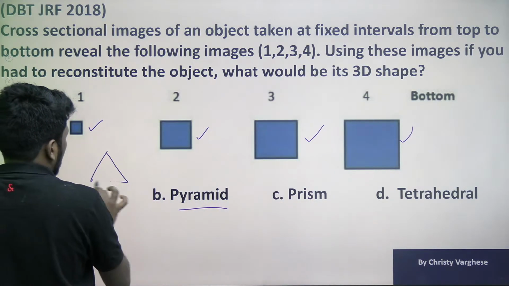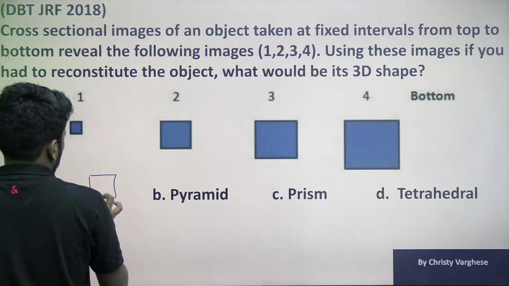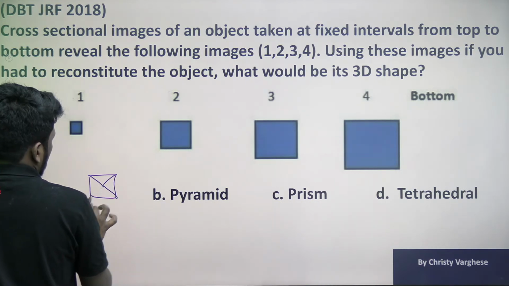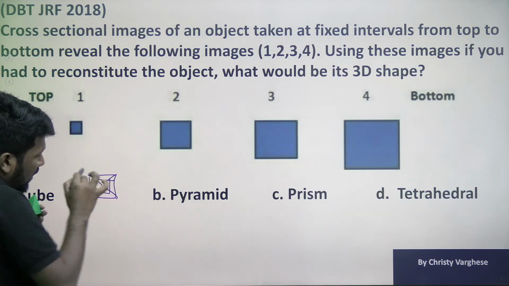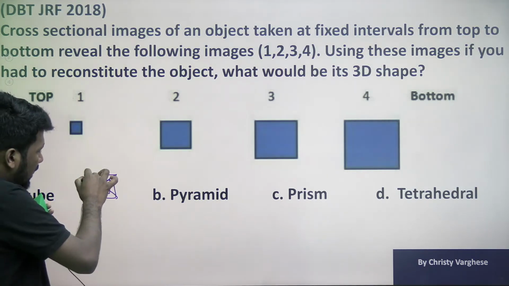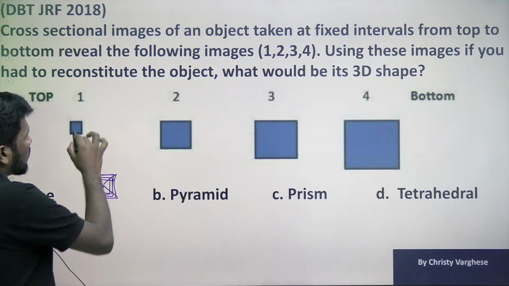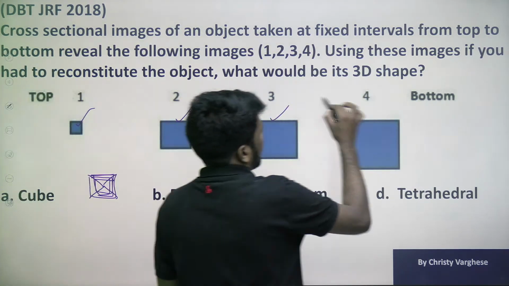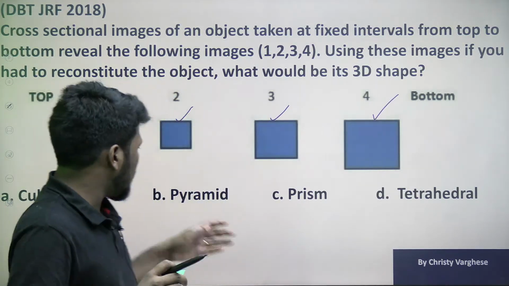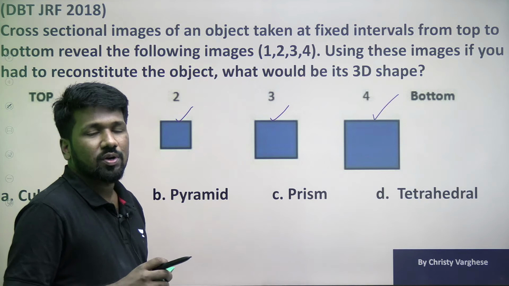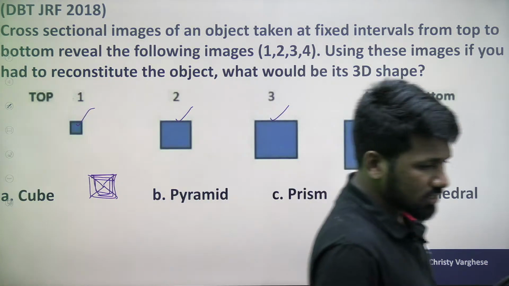If this is a square pyramid, if you are cutting like this, you will be getting a square. And if you are cutting little down, you will be getting a bigger square. Then again bigger square. So this is totally justified for a square pyramid. Yeah, they haven't specified what pyramid, but you can assume a square pyramid, and square pyramid will be the answer. Did you all understood this? Why square pyramid is the answer?